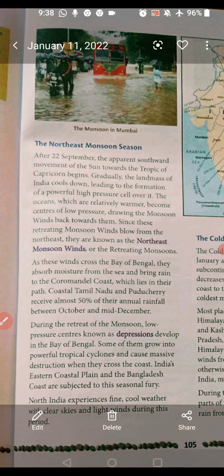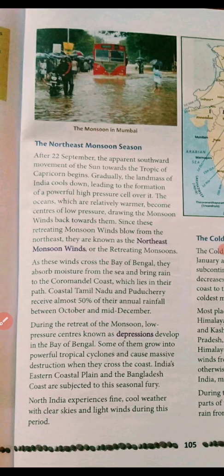Okay, last time we saw that after the spring equinox, that was 20th March, the sun started moving towards the Tropic of Cancer. But now after 22nd September, that is the autumn equinox, when the sun is on the equator, it will start moving afterwards to the Tropic of Capricorn, that is towards the southern hemisphere.